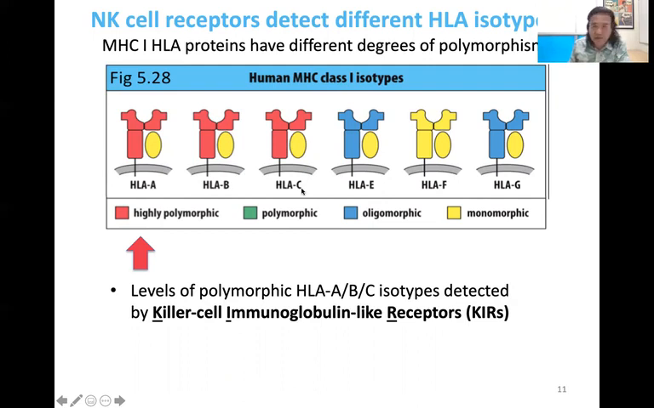So it seems like it'd be kind of a waste if your NK cells just ignored the presence of those as sort of useful signs that the cell it's bumped into is normal and healthy, right? Or maybe there's something weird going on with it. So there are other NK cell receptors that detect these more highly polymorphic HLA types. And those types of receptors we call the KIRs. They stand for killer cell immunoglobulin-like receptors.